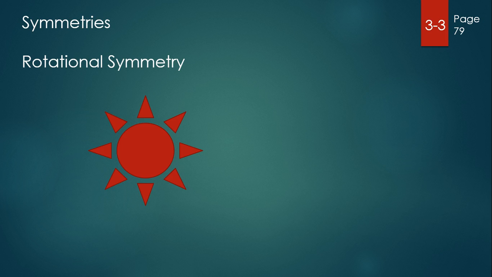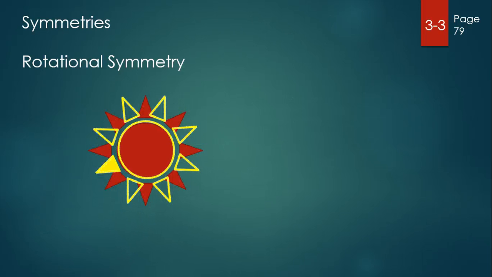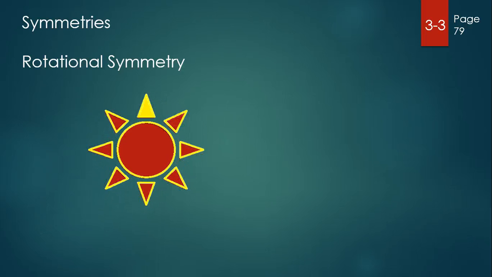So here's how we're going to look at this. I'm just going to lay an outline of the shape on top of it, and I've colored one of those triangles on the top so we can keep track of how many times we've rotated it. So I'm going to rotate this clockwise and we'll count how many times it's matching up with itself. So there's 1, 2, 3, 4, 5, 6, 7, 8, and we're back to the beginning. So this shape has 8th order rotational symmetry.